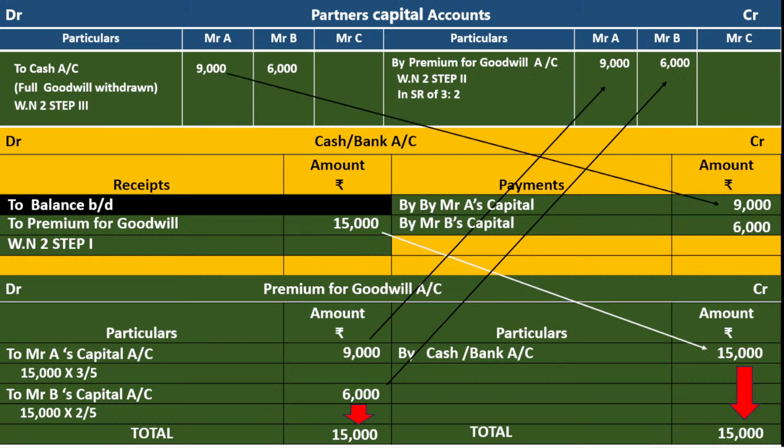From where have I taken? From A's capital account to bank. From B's capital account to bank. Okay. I think everybody is understanding it. If you are not understanding, repeat it.